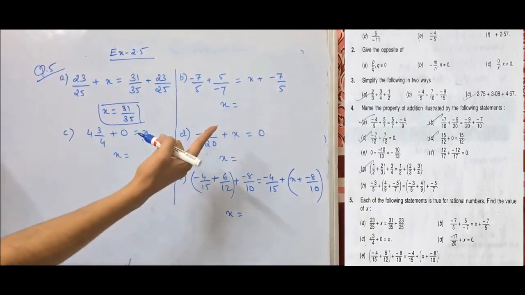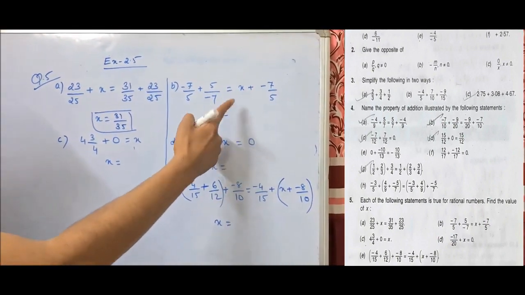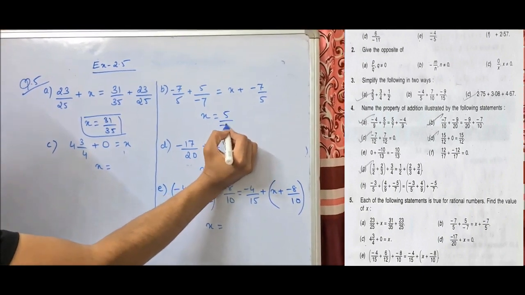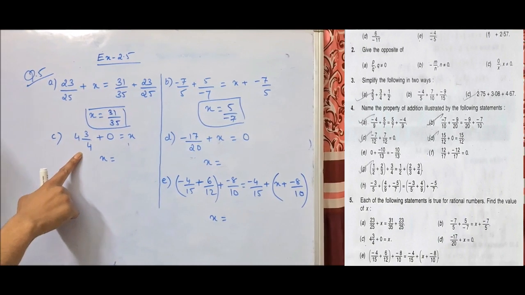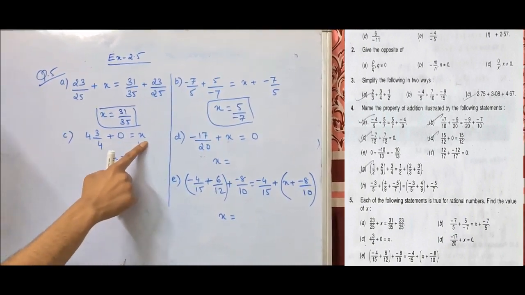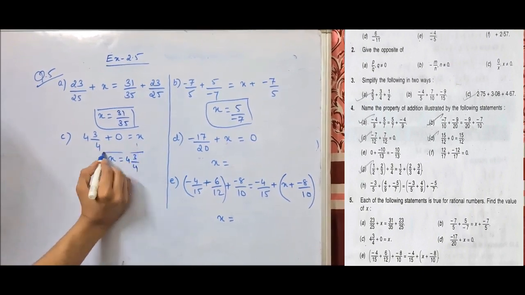Coming down to the next, this is also an order property. They are changing the order. So according to the order, what should be the value of x? 5 by minus 7. Now coming down to the next part, here it is additive identity, because any rational number added to 0 will be the same rational number. So the value of x will be 4 3 by 4.